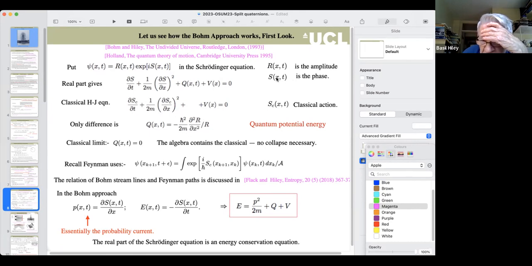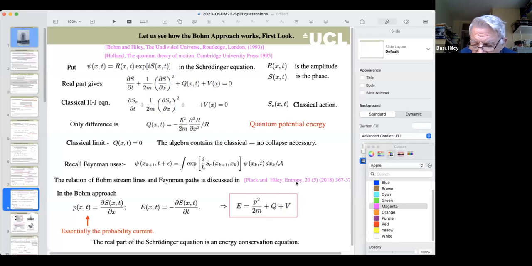The other difference is that S is the phase, but in classical physics, S is the classical action. Okay, well, should that worry me? No, because if we recall Feynman's approach, what Feynman said was that in order to get a quantum field theory going, we have to sum over paths with this weighting factor. And what is this weighting factor? The weighting factor is the classical action.